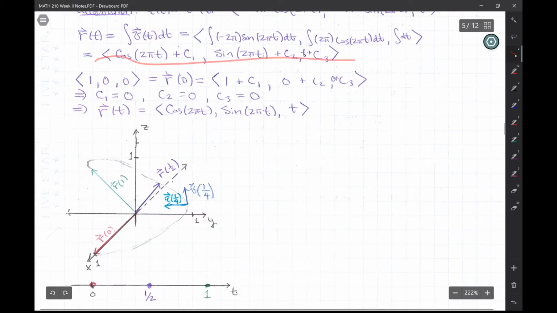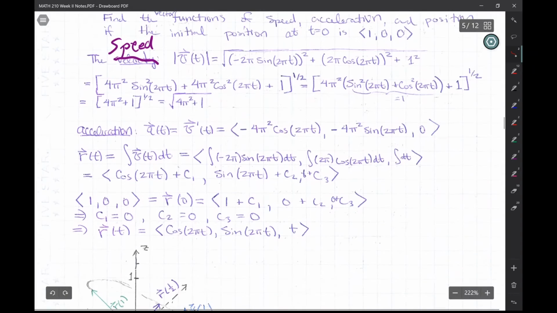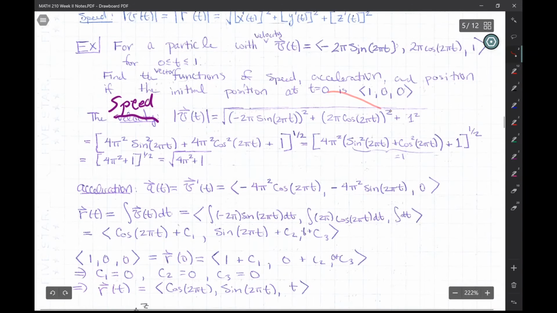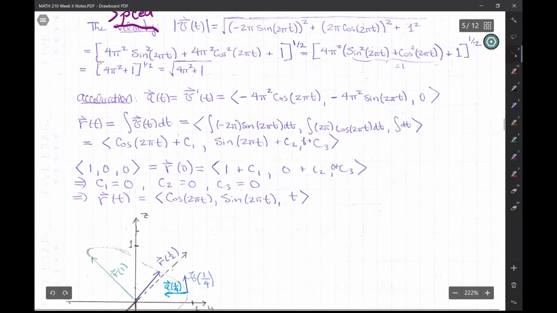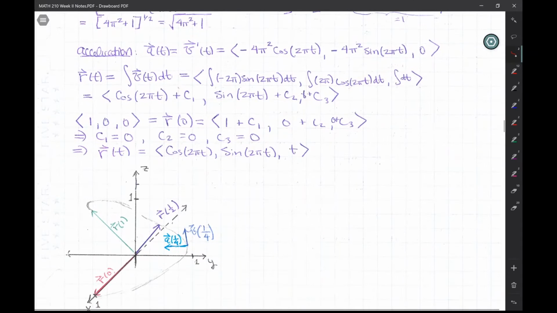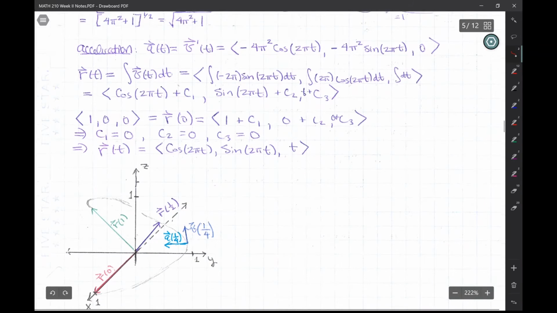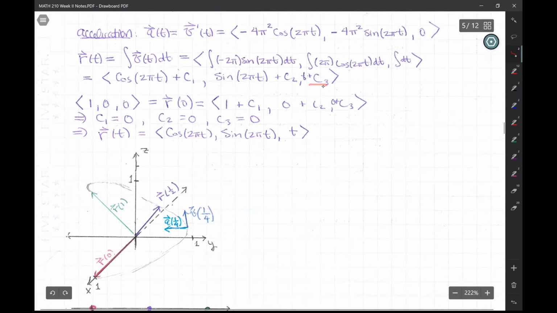Okay, so this is consistent with the velocity that we have. Now, we have an extra condition telling us that initially we were here. Okay, we were at 1, 0, 0. And because we have an initial position, we can actually determine the position uniquely. So we could get rid of these constants which allow for ambiguity. We actually have an initial position.